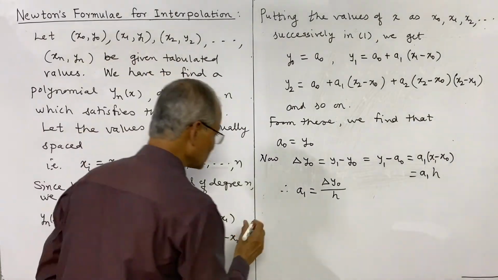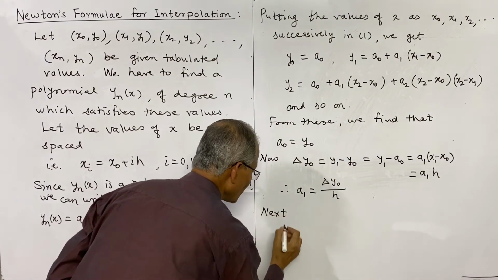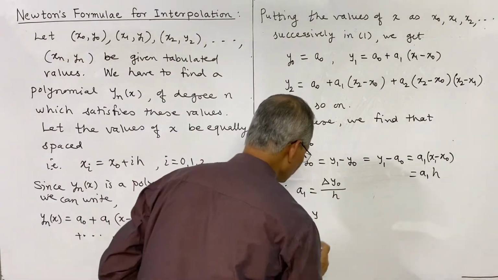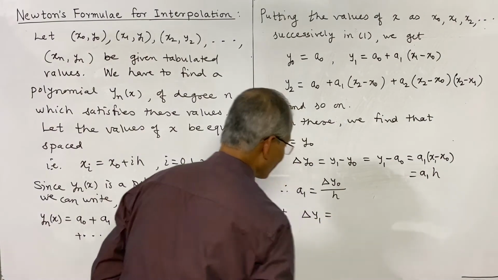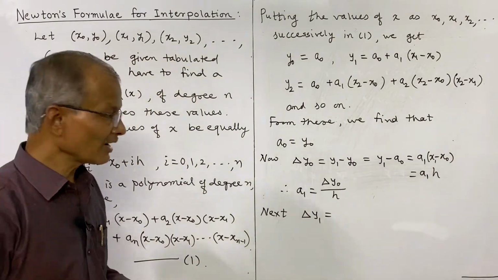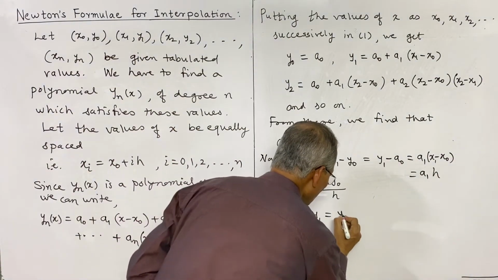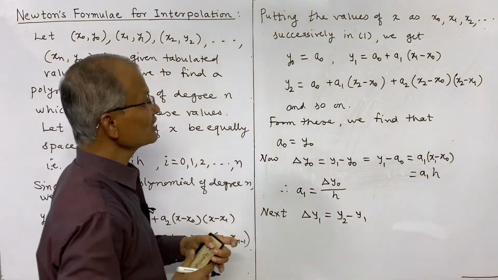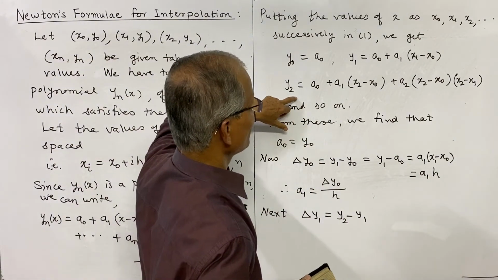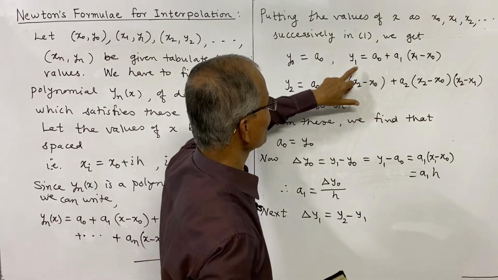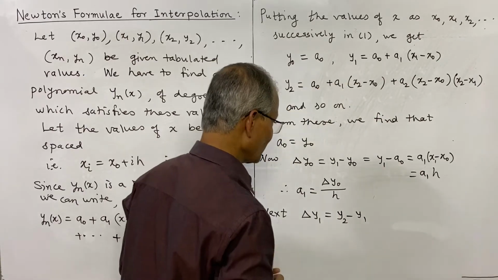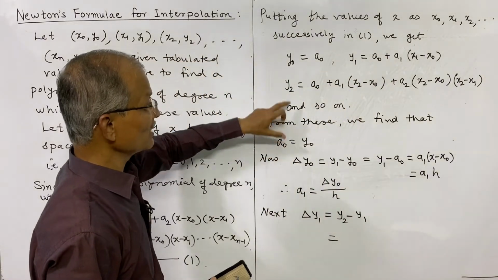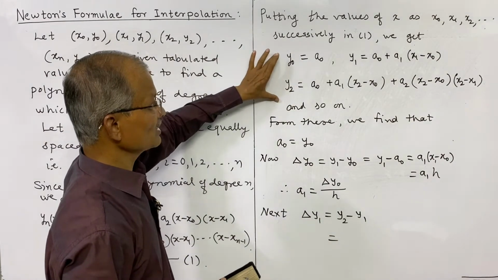And further, next we will consider delta y1. So what is delta y1? Delta y1 will be y2 minus y1, by forward difference. And what is y2 minus y1? You see, this whole term is y2, and this is y1. Subtract this. We have to refer to the earlier expressions for obtaining these.